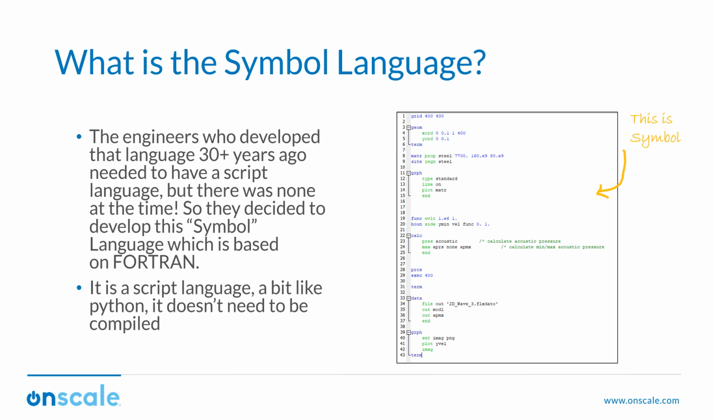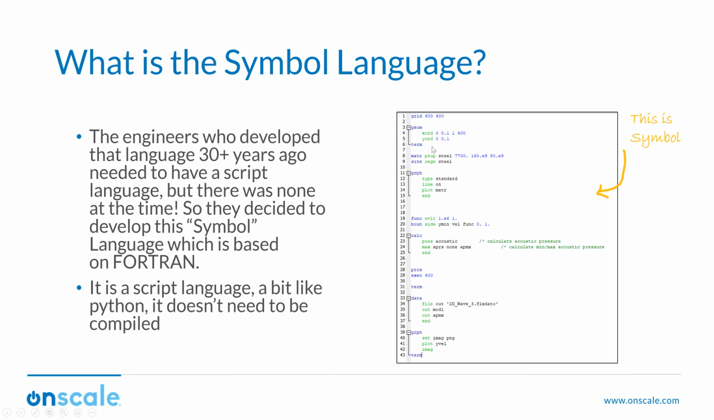The code you see on the right is symbol language code, and this is the code used in OnScale Analyst. The basic way is the following. First, you write a main command, which is written in blue, like geom, mat, site, graph, all these functions that I've talked about in the previous videos of this series that you'll find in this playlist. Then you have some subcommands which go under one of those commands.